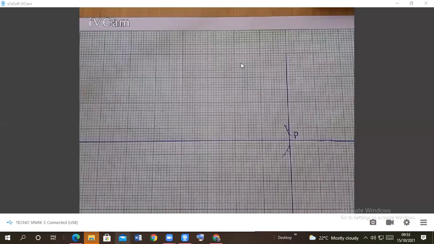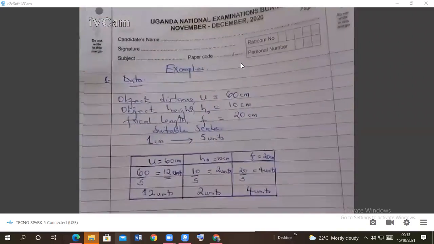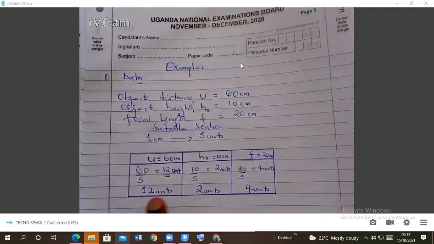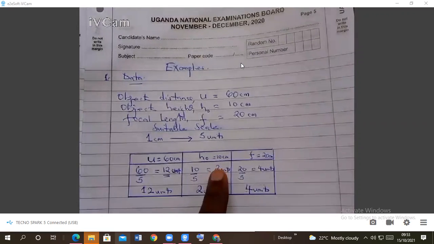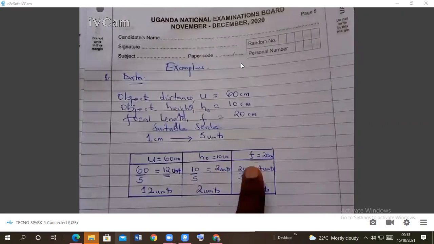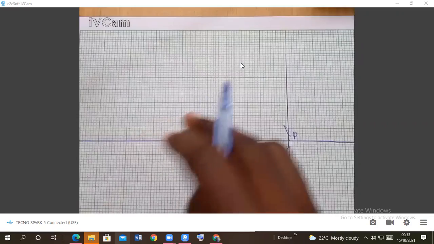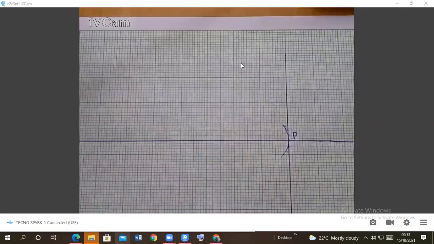Now, what next, members? We have to start measuring the distance. They have given us the object distance is 12. The object height is 2 units. The focal length is 4. So you start by allocating the focal point and the center of curvature.